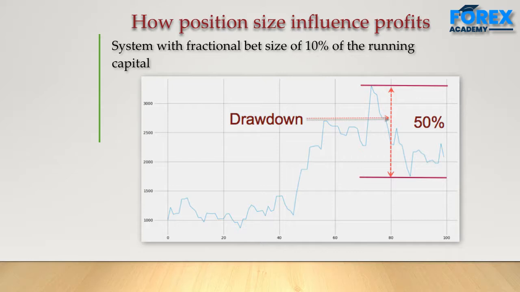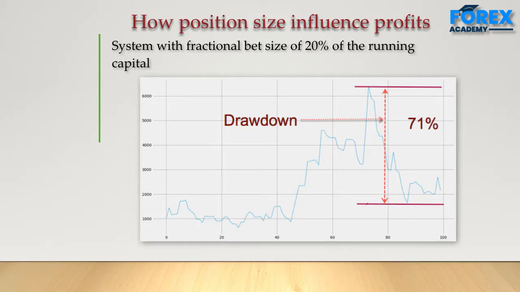50%. On this slide, we increase bet size to 20% of the running capital, but this trade size does not raise profitability substantially. With a final trading balance of about $2,200, its maximum peak goes to more than $6,000, and its observed max drawdown jumps to 71%.